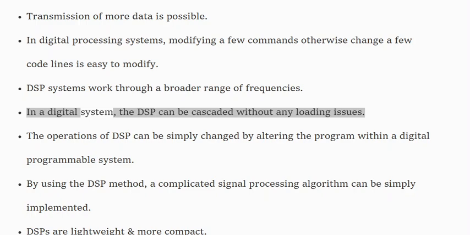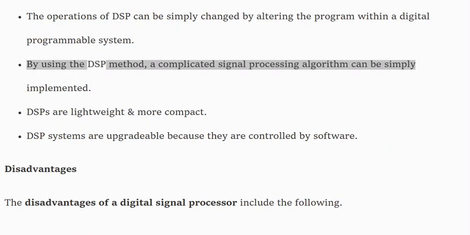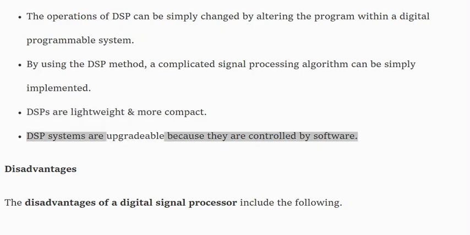In a digital system, the DSP can be cascaded without any loading issues. The operations of DSP can be simply changed by altering the program within a digital programmable system. By using the DSP method, a complicated signal processing algorithm can be simply implemented. DSPs are lightweight and more compact. DSP systems are upgradable because they are controlled by software.